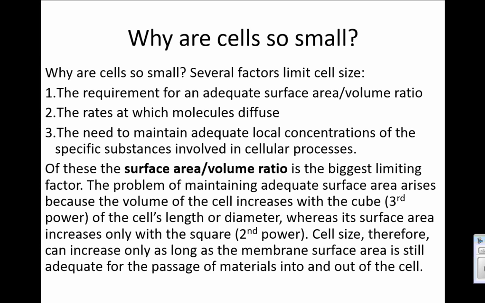It affects the rate at which molecules diffuse. Diffuse means stuff coming in and out of the cell. And then that's going to affect the need to maintain adequate local concentrations of specific substances involved in cellular processes. Basically, what we mean by that is our cell has to have specific makeup of various things in order for it to function correctly. And that is directly correlated to the ability to bring stuff in and out of the cell, which, if the cell is too big, its surface area to volume ratio is thrown off.